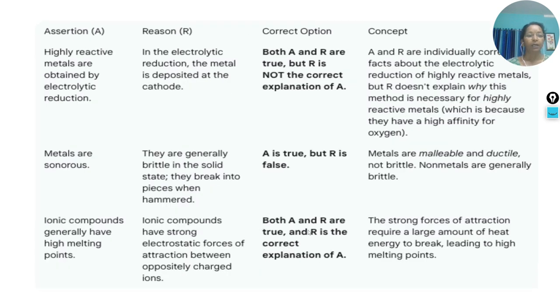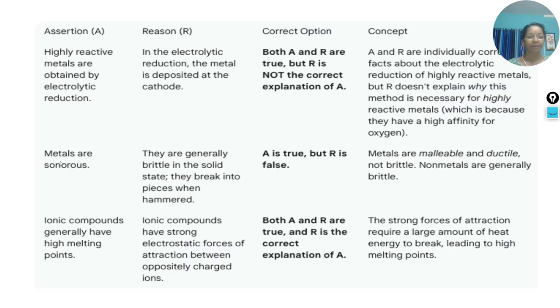Okay. Next: highly reactive metals are obtained by electrolytic reduction. Correct only, isn't it? Because we learned while learning the extraction process. The reason: in electrolytic reduction, the metal is deposited at the cathode. That is also correct. So both A and R are correct, but R is not the correct explanation. The assertion is about highly reactive metals, and why they are obtained by electrolytic reduction is not given in the reason. So both A and R are true, but R is not the correct explanation of A. Okay.